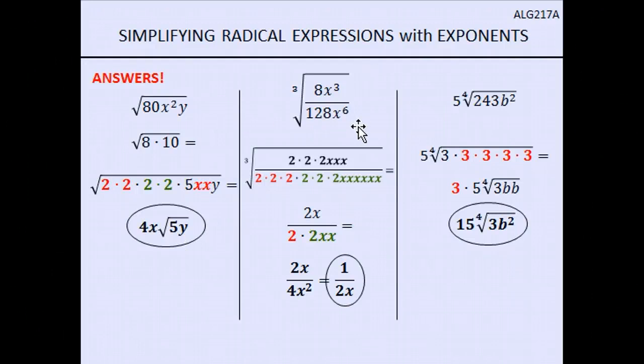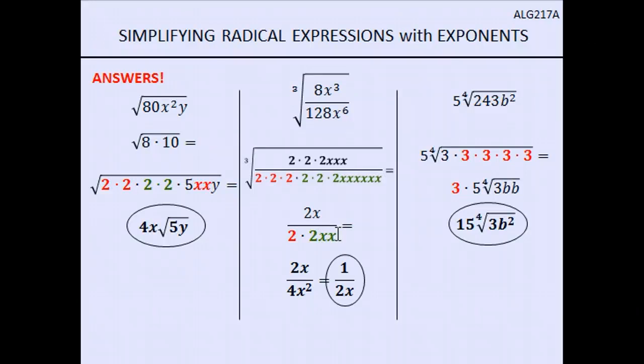Now we have this fraction, and we end up with 8. The cube root of 8 is 2 times 2 times 2, and we have 3 x's here. So the cube root of x cubed is x. So in our numerator, we have 2x. And then in our denominator, we end up with 2 times 2 times 2 and 2 times 2 times 2 for 128. So we can take out 2 2's, and we have 1, 2, 3, 4, 5, 6 x's, which means we can take 3 out here and 3 out here, and we end up with 2 x's outside.